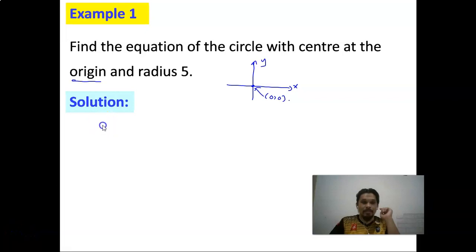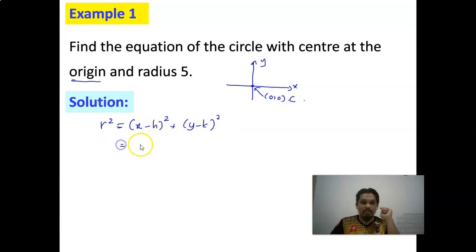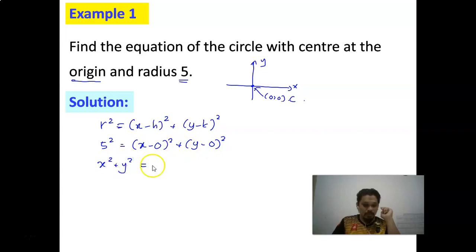From the standard equation, r squared equals (x minus h) squared plus (y minus k) squared, where the center (h, k) is (0, 0). So (x minus 0) squared plus (y minus 0) squared, and the radius is 5, so 5 squared. Then x squared plus y squared equals 5 squared, or 25.